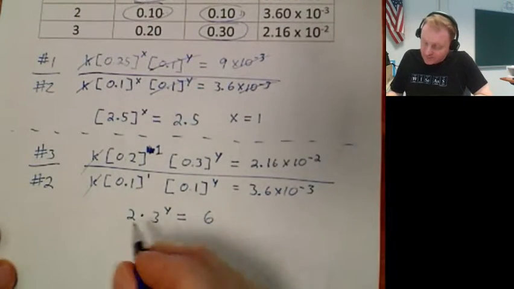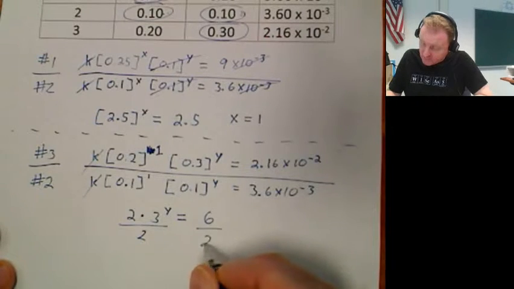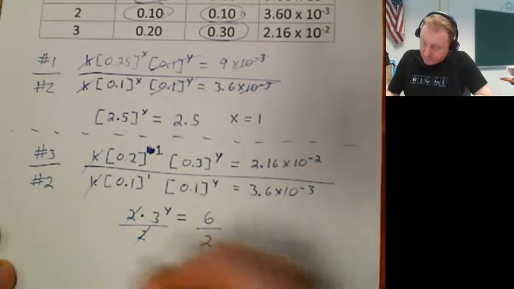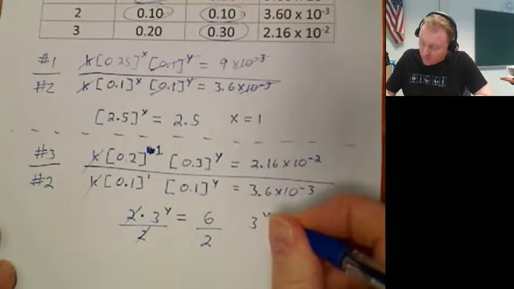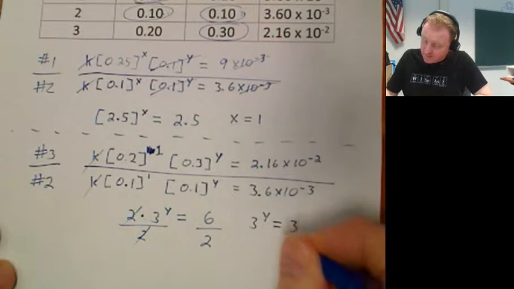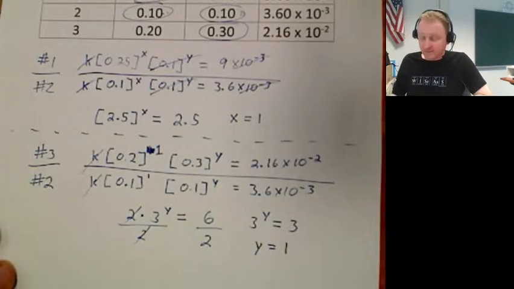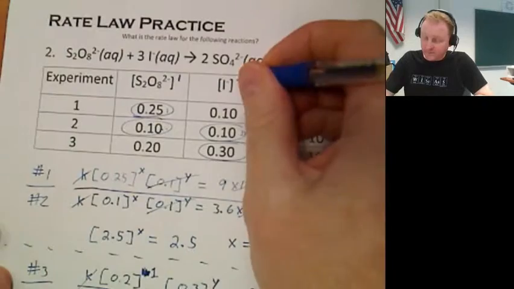Okay, so I'm going to divide both sides by 2. I want to isolate and get this y alone, 2. So now I would say 3 to the y is equal to 6 divided by 2 is 3. So we learn that y equals first power. It's a first order also. So y is also first order.